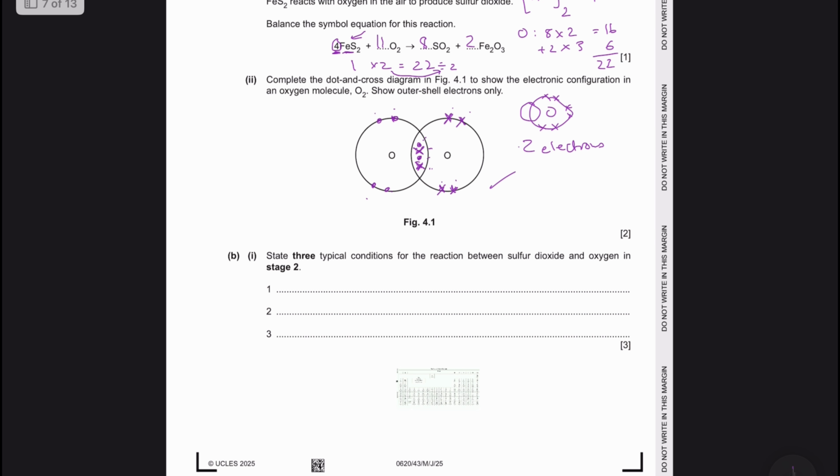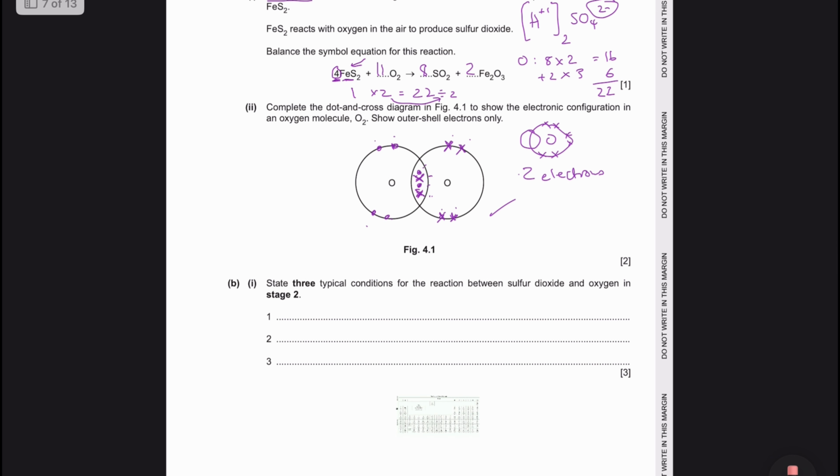So we've got B part I. State 3 typical conditions for the reaction between sulfur dioxide and oxygen in stage 2. What is stage 2? That is the contact process. We need to know the 3 conditions of the contact process. This is another great one for a flashcard, and you're going to hear me say that often. Okay, but 3 easy things that you can remember for the exam, 3 extra marks. Sometimes it gets confusing with the Haber process. I get that. Try to differentiate them.